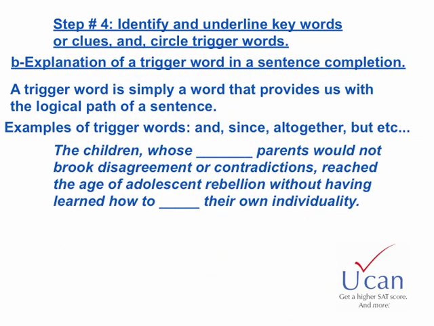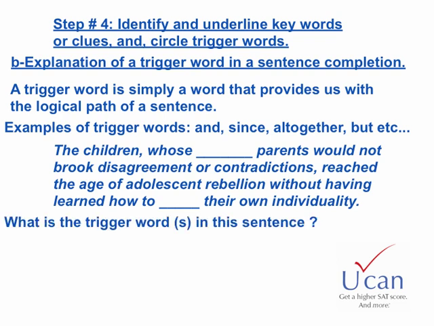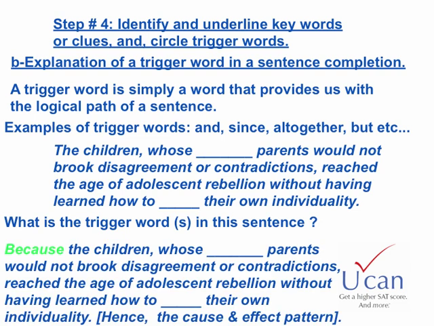So going back to the sentence here, if we really look at this, there are really no explicit trigger words, but if we analyze it very carefully, there is one, but it is actually implicit. As I shared earlier on, you could actually insert the trigger word because. And that's what makes this a cause and effect. So again, because the children whose blank parents will not brook or tolerate disagreement or contradictions reach the age of adolescent rebellion without having learned how to blank their own individuality. Again, we're dealing with a cause and effect pattern. Beautiful. So now we're basically ready for step 5.